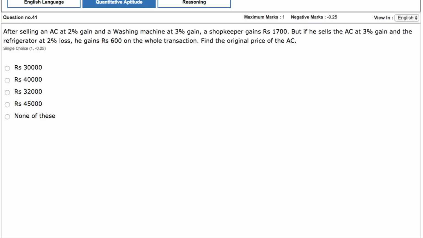Again, this is a profit and loss question. Let's see if we can do something. AC at the gain of 2%. So I'll put AC here and washing machine here. So 2% of X, I will not care about the divide by 100, I'll just keep the zeros. This is 3% gain. 3% of Y is equal to 1700. Here also I have to take care of 4 zeros. I do not like seeing so many zeros and divisions.